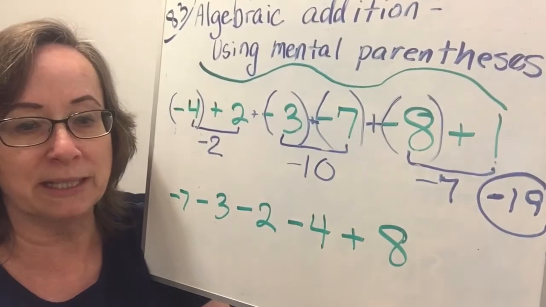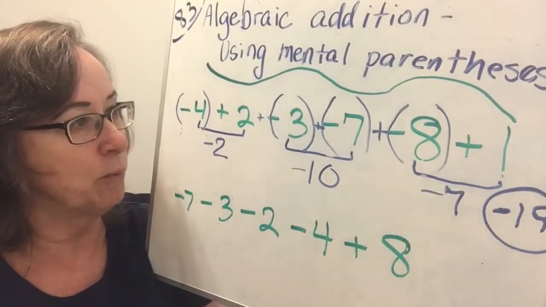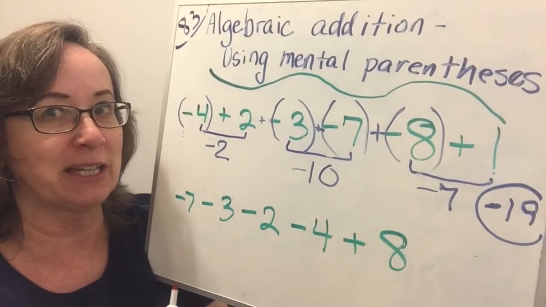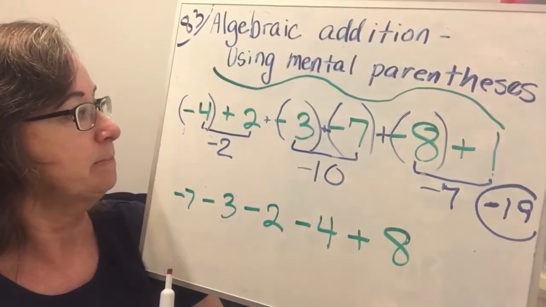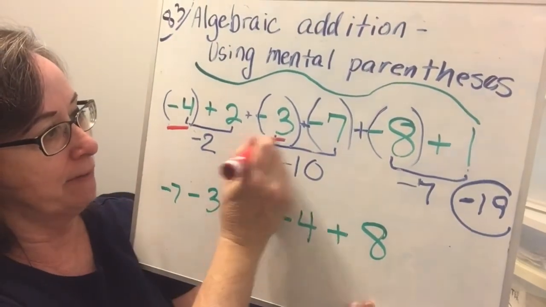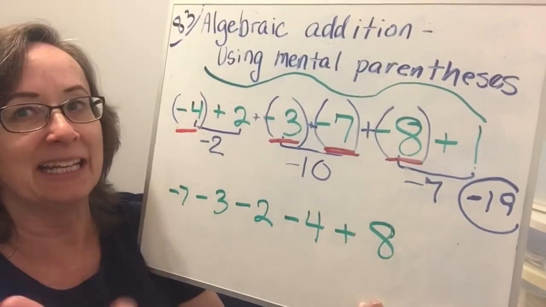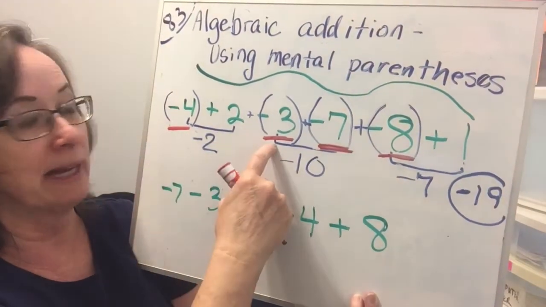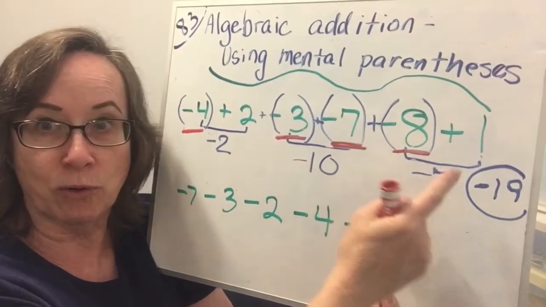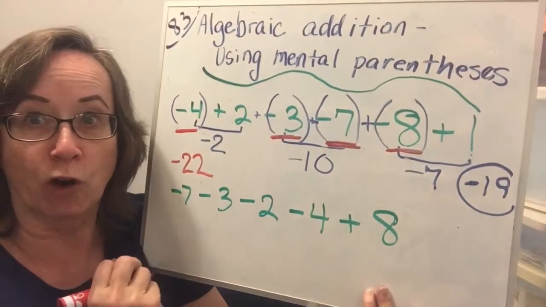Now, let's do the same thing. But now we're going to do it using the second method I showed you, which was underline all the negatives and then do all the negatives first and then add them to the positives. So here we have a negative and a negative and a negative and a negative. So we're going to add all those together and get a negative result. So -4 and -3 is -7. -7 and -7 is -14. -14 and -8 is -22. So we have a -22 for all of our negatives.